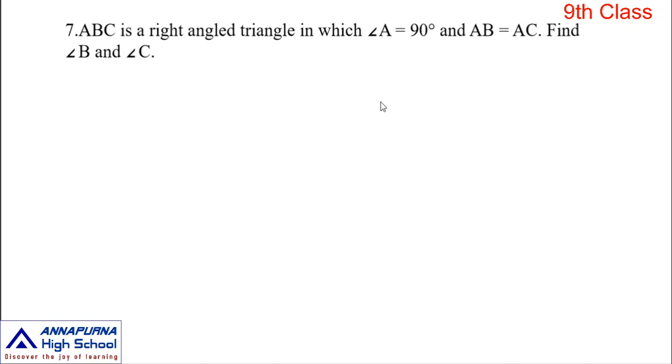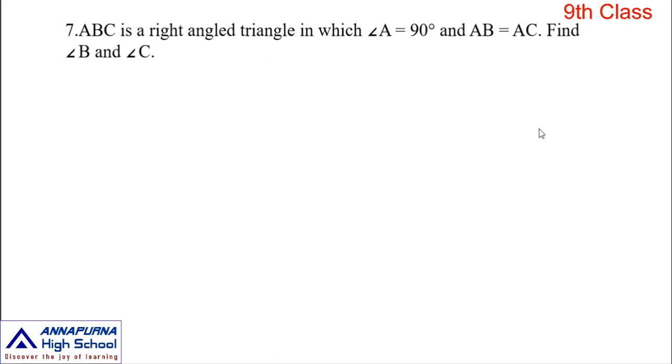ABC is a right angle triangle in which angle A is equal to 90 degrees and AB is equal to AC. Find angle B and angle C.